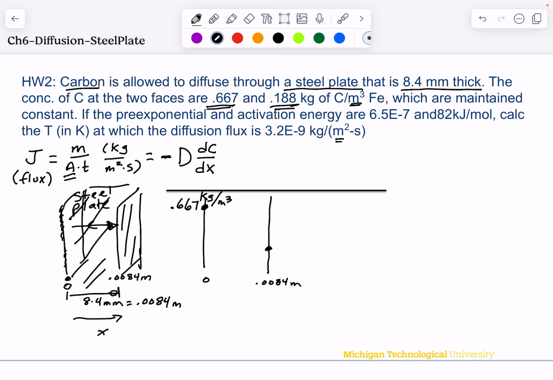So if this is my concentration, and then I'm plotting that as I go upwards, the concentration on the other side of the plate is only 0.188 kilogram per cubic meter. So over here, if we read off what the concentration was at this distance, it would be 0.188. And then we're told that these concentrations are maintained constant, and so what that will eventually mean is that we have steady state diffusion, and that we can approximate what's going on with just a linear line working our way across it.